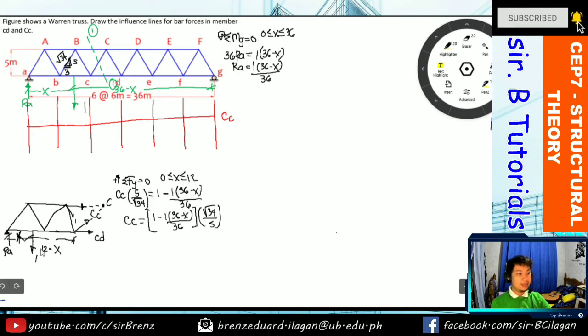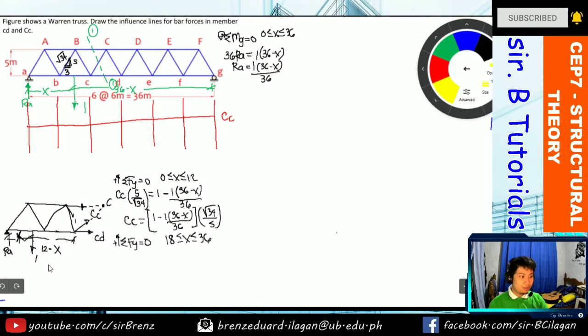And then, same equation lang, take summation ng forces ng y equals to 0. And then, this is for distance of 18 hanggang distance of 36. So, ang mangyayari lang guys dito ay mawawala lang itong 1. Okay? Highlight na natin. Mawawala lang yung 1. Ang matitira lang dyan is yung RA at saka yung CC for the Y forces.